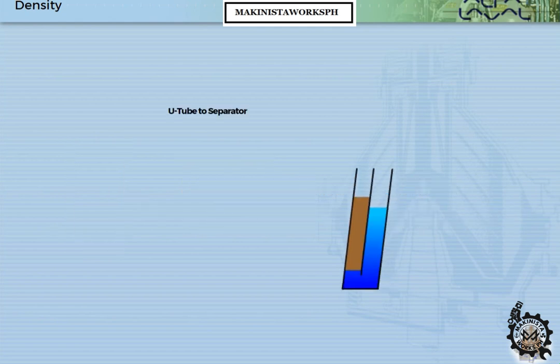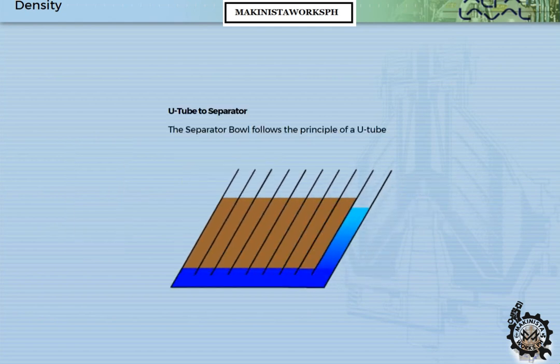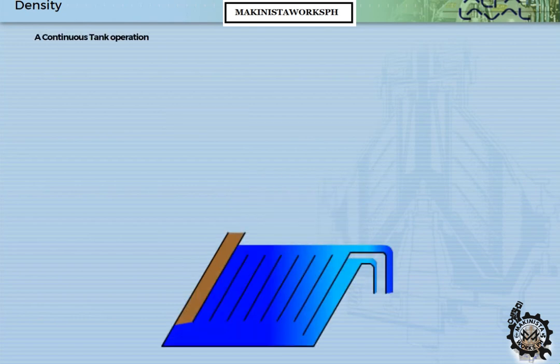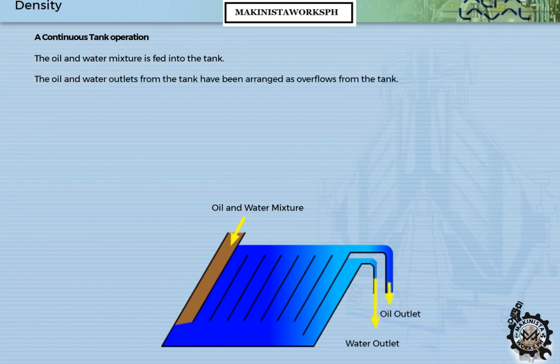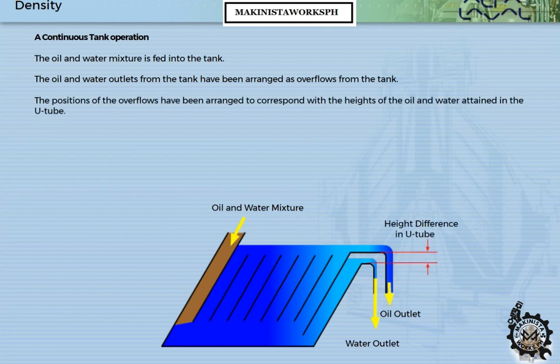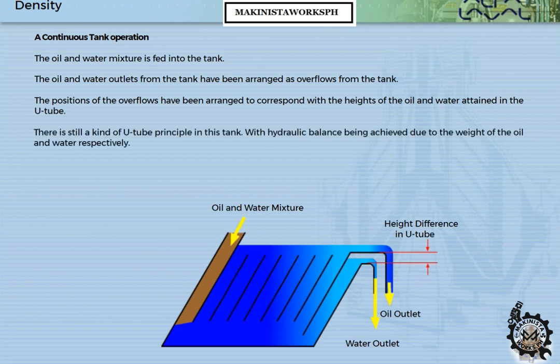U-tube to separator. The separator bowl follows the principle of a U-tube. A continuous tank operation. The oil and water mixture is fed into the tank. The oil and water outlets from the tank have been arranged as overflows from the tank. The positions of the overflows have been arranged to correspond with the heights of the oil and water attained in the U-tube. There is still a kind of U-tube principle in this tank, with hydraulic balance being achieved due to the weight of the oil and water respectively. The point at which the oil and water meet is called the interface.